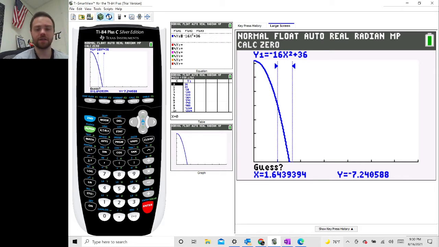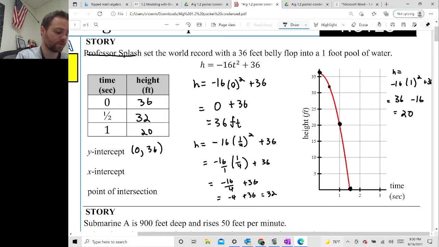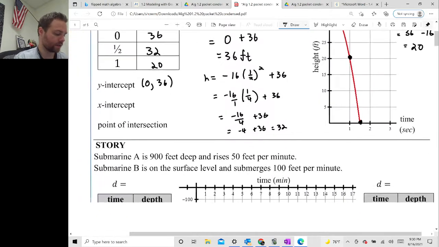The next thing is it's going to say guess, and that just means the calculator is going to do that entire process. And there it is. It tells us that when we plug in 1.5, I get back 0. That's the fraction 3 over 2. So I just want to show that.